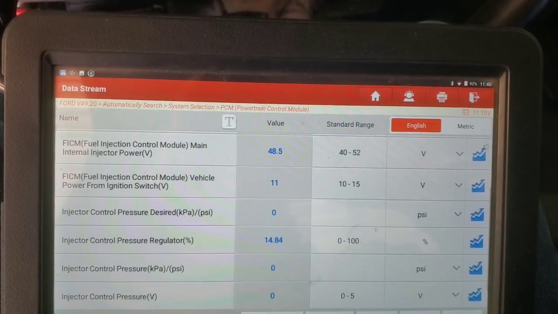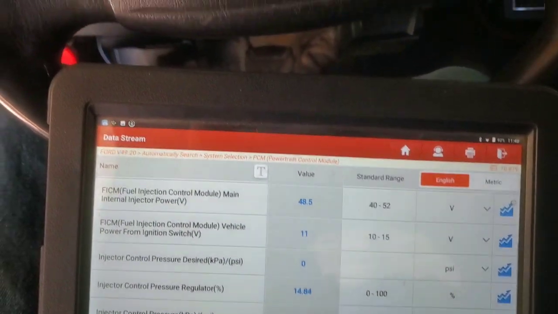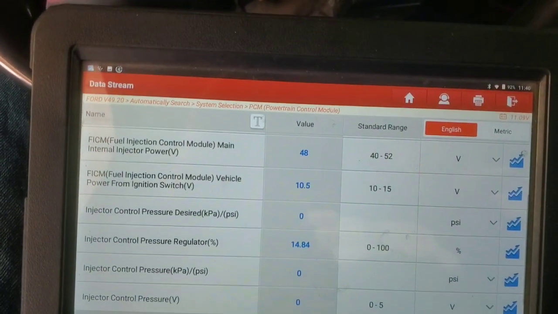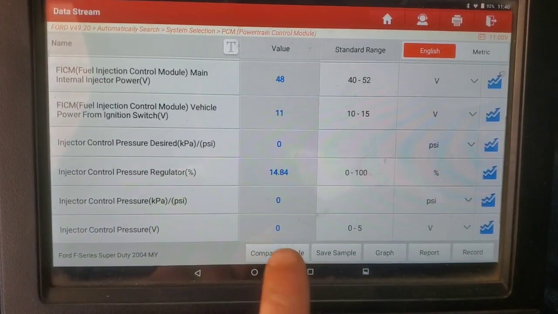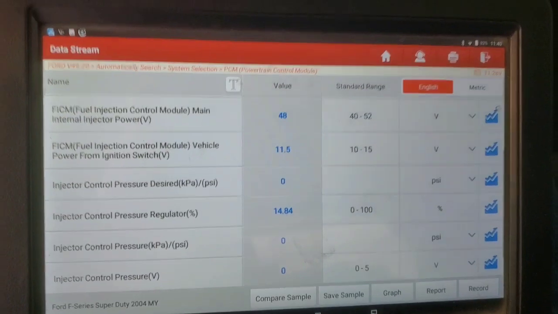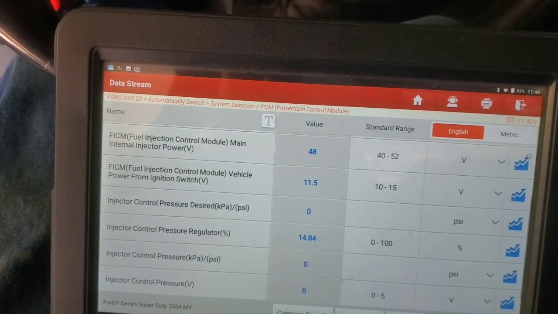Okay, so I recycled this key with that ICP sensor unplugged. Now you can read we've got no voltage there, and then we'll go ahead and crank and start this thing.